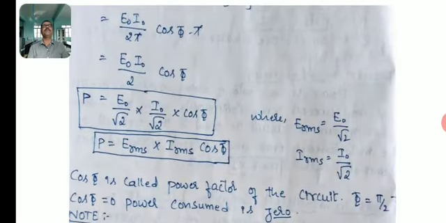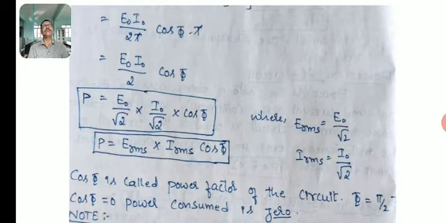Which is equal to E naught I naught by 2 cos phi into t. Sorry, E naught I naught by 2t cos phi into t, where t gets cancelled, which is equal to E naught I naught by 2 cos phi, where 2 can be written as root 2 into root 2. Then P is equal to E naught by root 2 into I naught by root 2 into cos phi, where cos phi is the power factor.